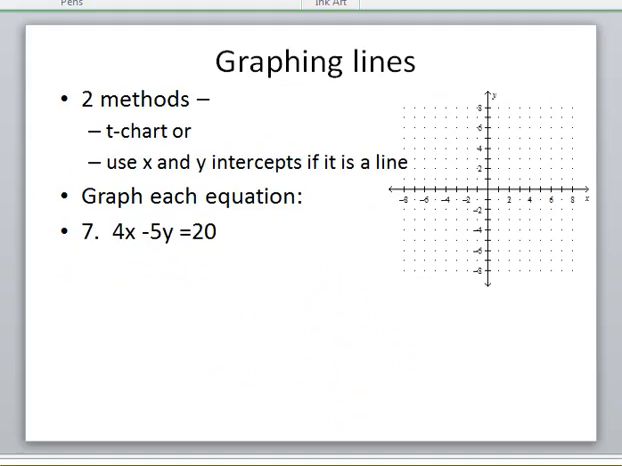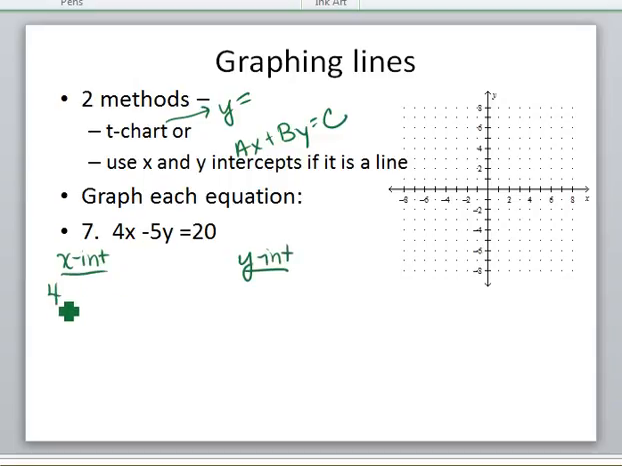The next part of this is graphing lines. This is the last part of the review. What we're going to do is graph using 2 methods, the t-chart or the x and y intercepts, whichever seems easiest. And I'm going to point out to you when you should use x and y intercepts and when you should use a t-chart. A t-chart is really nice when you have a y equals equation, and x and y intercepts are nice when you have the ax plus by equals c equation, so the standard form. So since in this problem I have the standard form, I am going to go ahead and use x and y intercepts to graph.